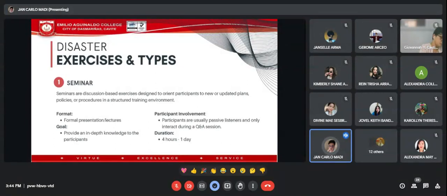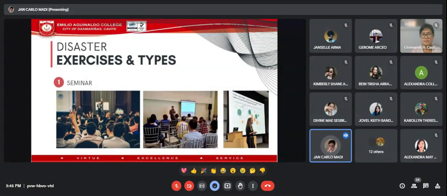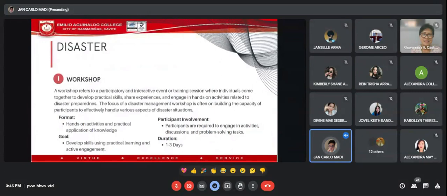So, typically po meron pong one topic lang po na itinuturo kapag meron tayong seminar. So, sa participant involvement po, participants are usually passive listeners and only interact during Q&A session. So, ang duration po nito would vary from few hours to a full day. So, isang example po nito is yung ginawa po natin sa nursing leadership na seminar, yung tungkol po sa infection control. So, yan po. So, next po, ito po yung mga picture ng seminars. Ganyan lang po yung ginagawa nila. Nakaupo lang po sila. Then, meron pong isa or dalawang guest speaker po na nagtuturo about dun sa specialized na topic. So, next po is yung workshop.